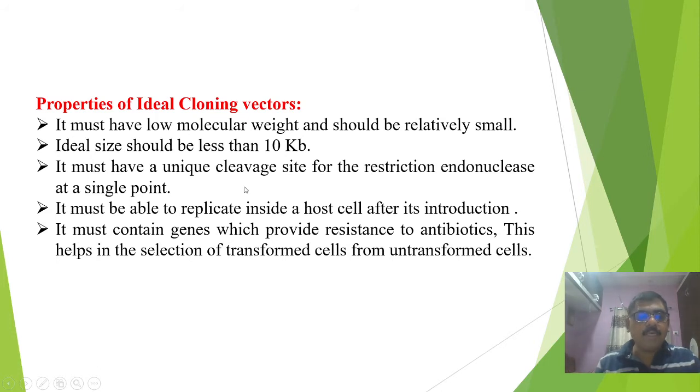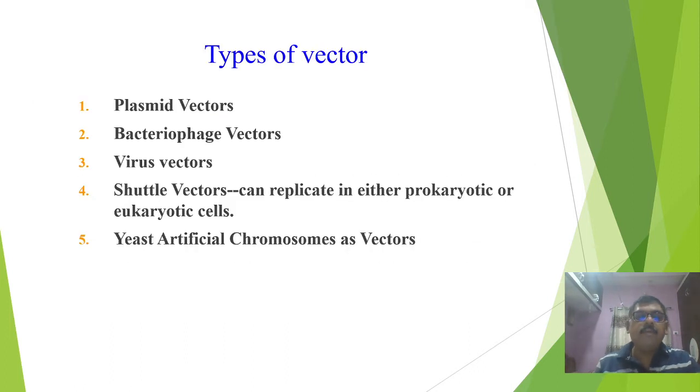It must have the ability to self replicate within the host cell, and it must contain a gene which provides resistance to antibiotics, which we call a selectable marker site, and this helps in the selection of transformed cells from the untransformed cells. These are the different types of vectors that we use in recombinant DNA technology.